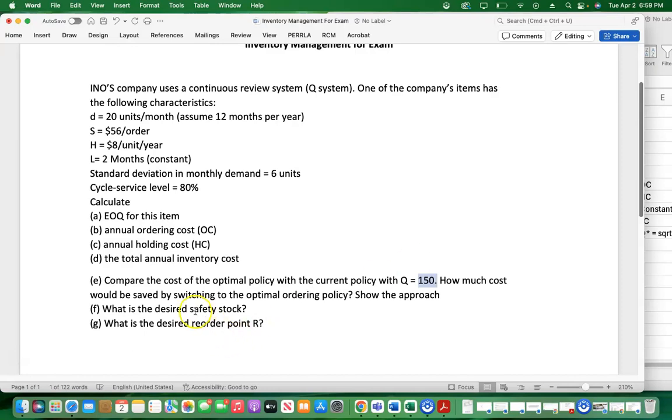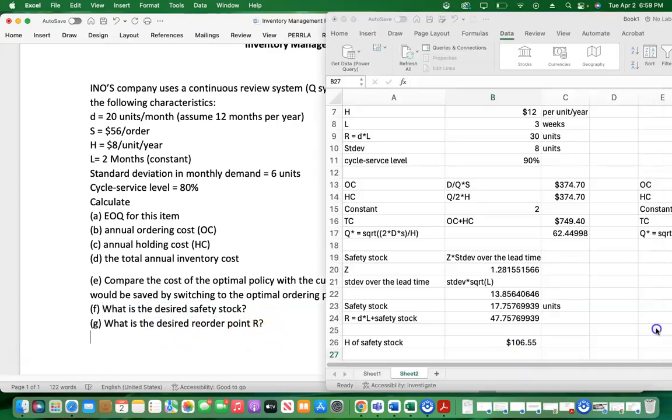So then here we are asked to find the desired safety stock and also the desired reorder point. And if you can follow this example, you will be able to do this question. And if not, please let me know.